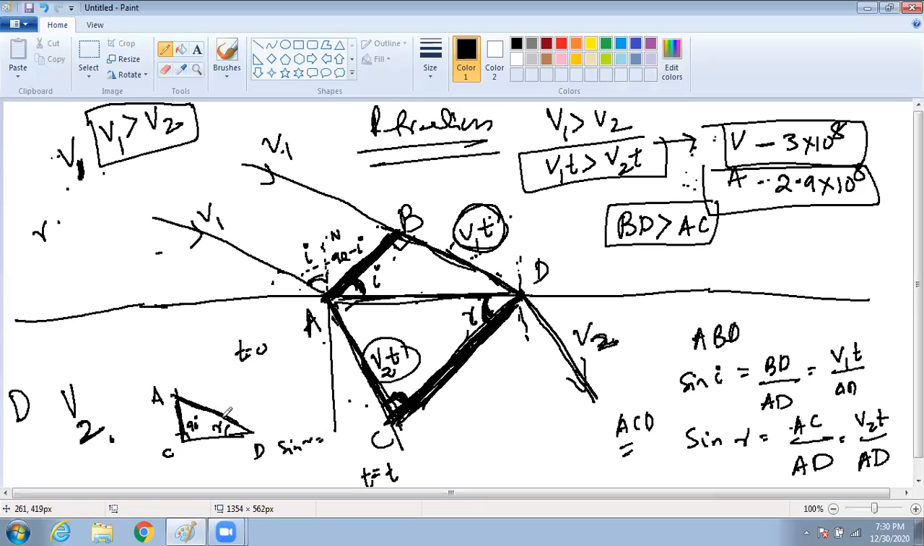CD by AC by AD. Don't get confused. So AC by AD. AC is V2T, and AD is the common side.